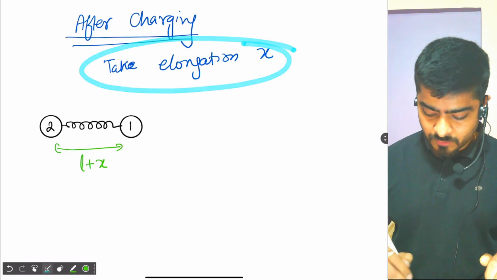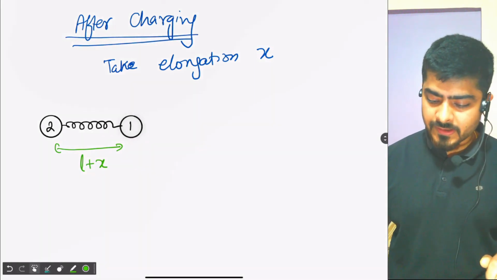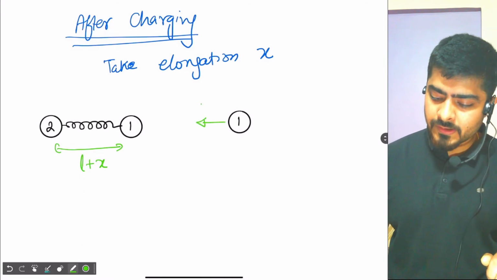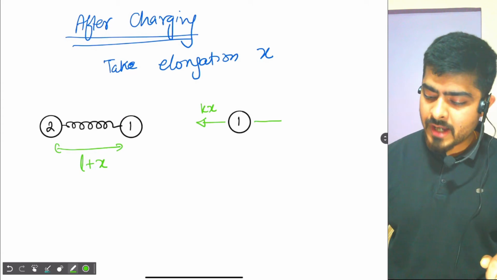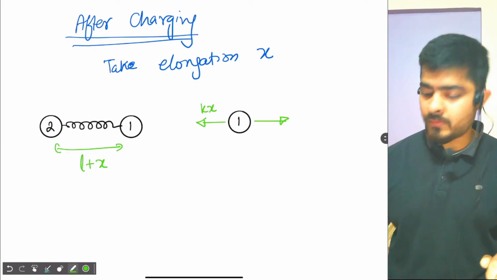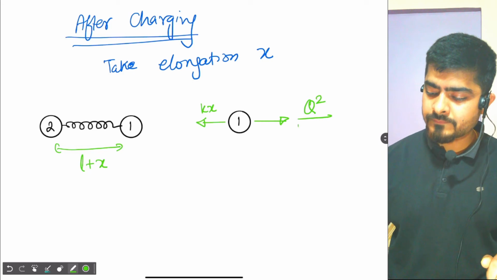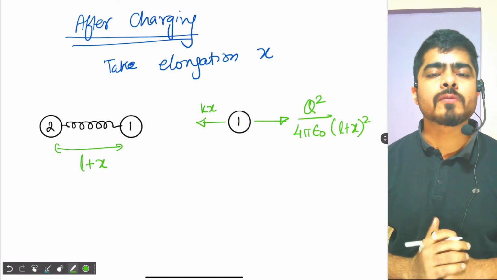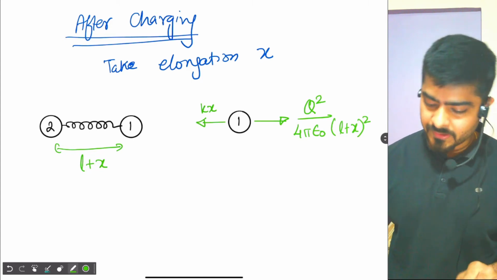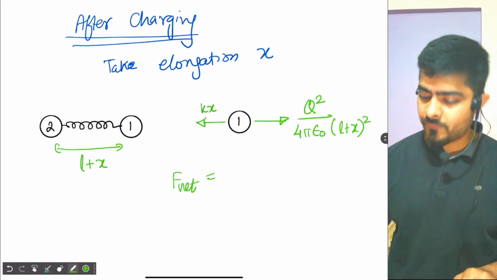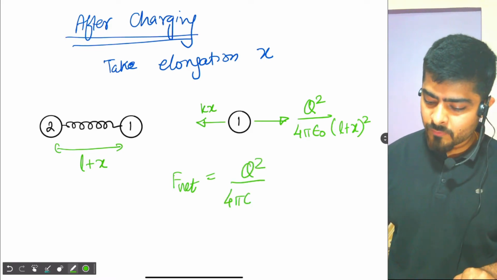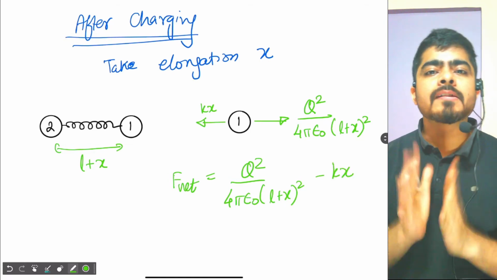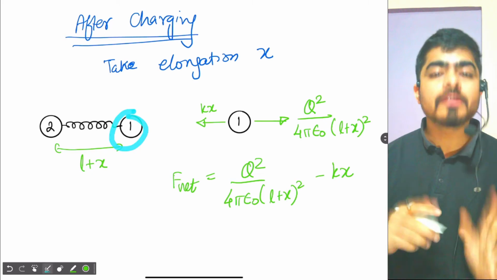Okay, so what are the forces acting on the ball in this case? The spring will apply spring force in this direction, kx, and the electrostatic force between them will be how much? Q square by 4 pi epsilon naught L plus x whole square, correct? So what is the net force? Net force will be Q square by 4 pi epsilon naught L plus x whole square minus kx. This is your net force on the ball 1.